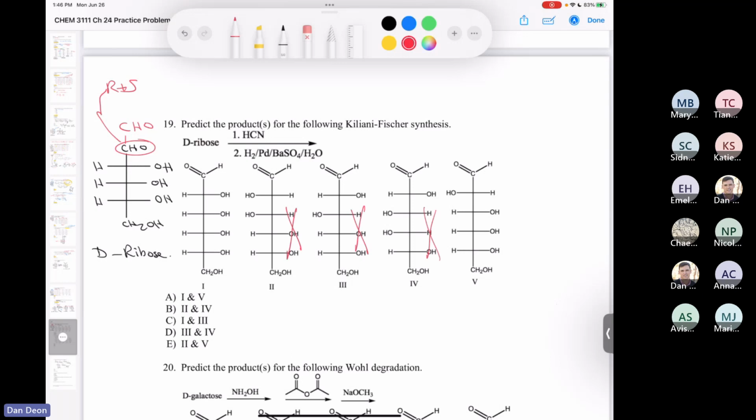But if you look at 1 and 5, those are both possible because you see that you have the bottom 3 hydroxyls all on the right-hand side. You have the hydroxyl here on the right hand, here on the left hand. And so the answer has to be 1, and then 5 is the other one. All right, so 1 and 5, is that an answer? It happens to be. What do you know? It's the first answer. All right, there we go.